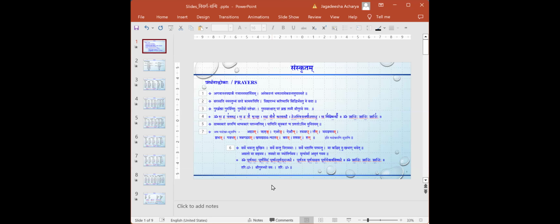Iti Maheshwarani Sutrani. Correct, it is Maheshwarani Sutrani. Maheshwara is the person, and that which came from him becomes Maheshwara.